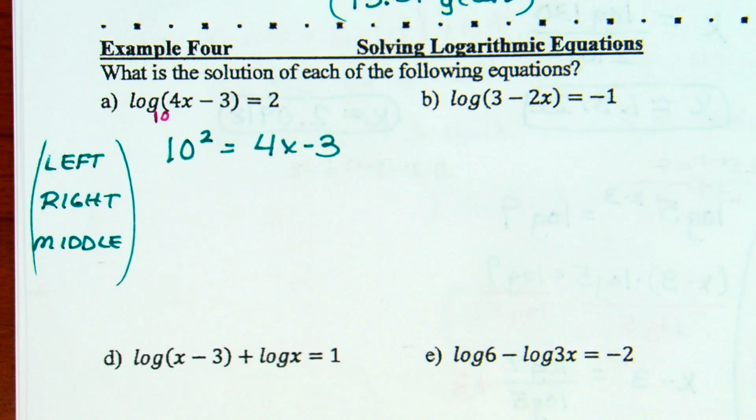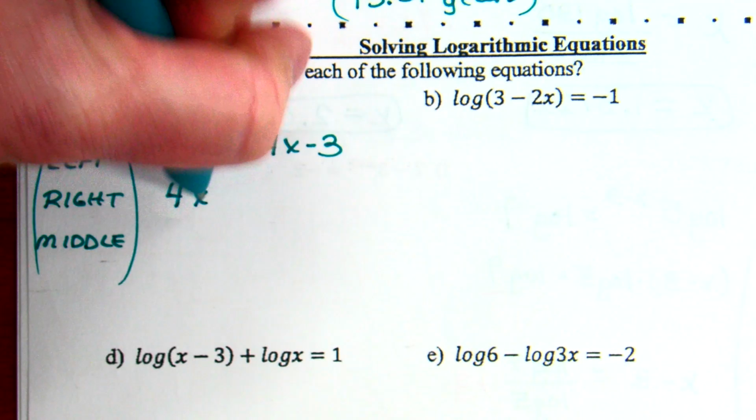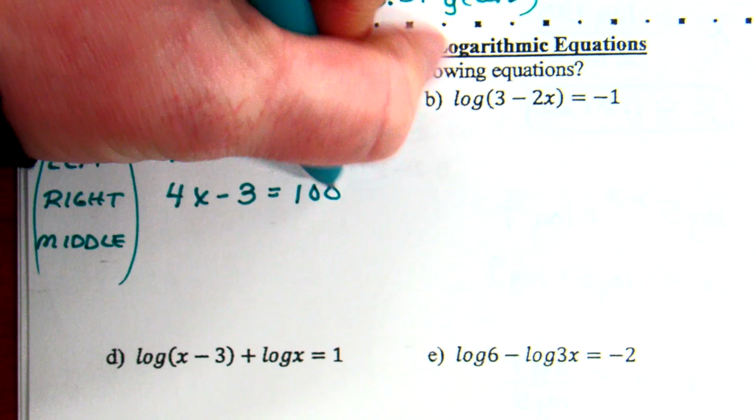This might be one of the easiest equations you've solved in here in a long time. If you can get past the fact that there's 10 squared in there. What is 10 squared? 100. So this equation, if you want to flip-flop the sides, you can. This equation is really just 4x minus 3 equals 100.